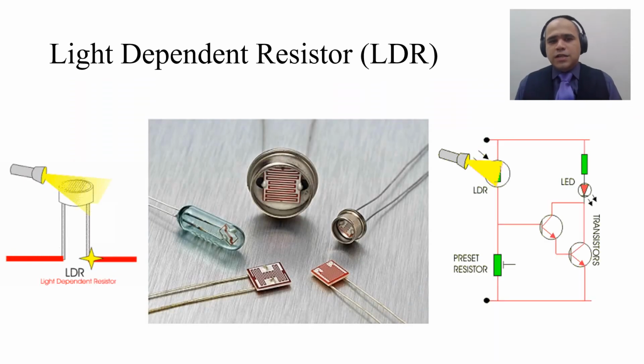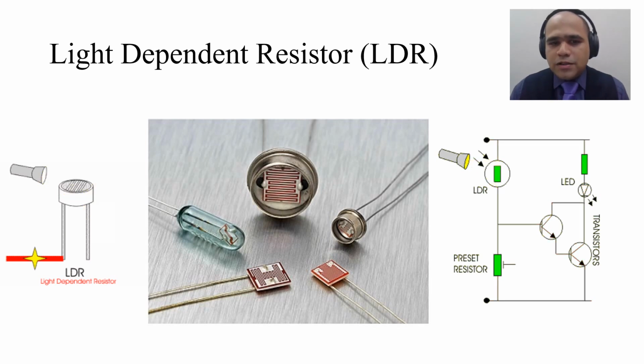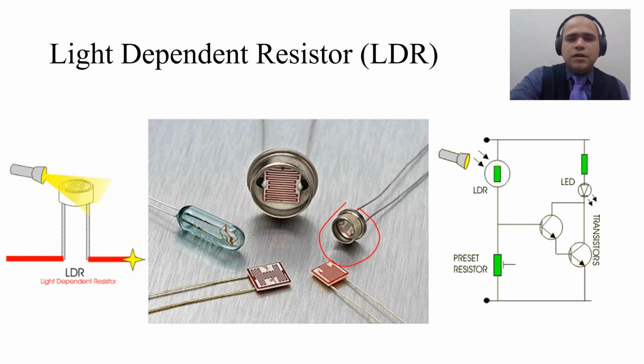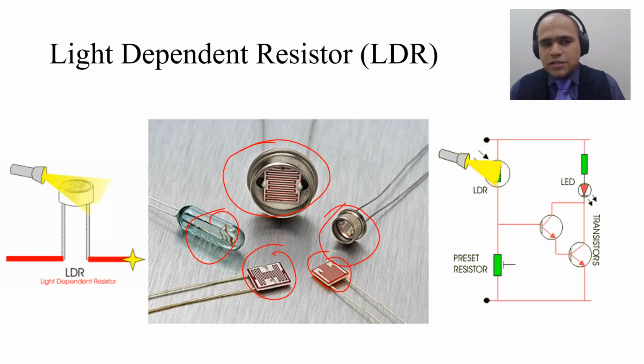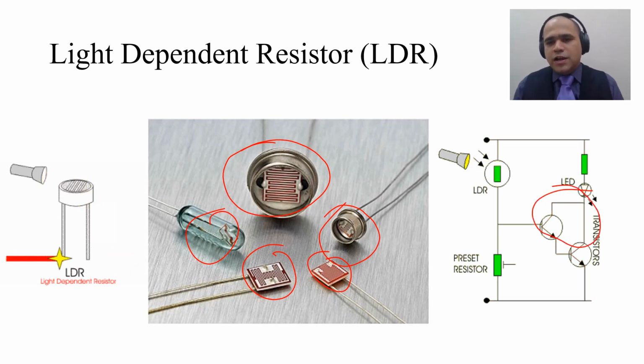This sensor is nothing but a light dependent resistor. You can see multiple kinds of sensors here with different packages. They all are LDR. These light dependent resistors, their resistance goes down when light falls onto them, due to which you can have a Darlington pair to amplify that signal and to get some usable output out of it.